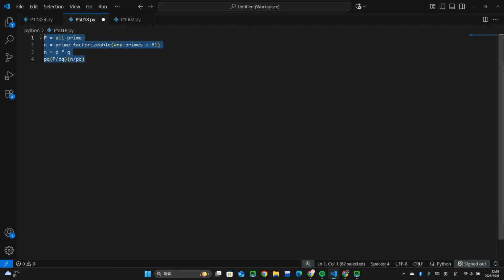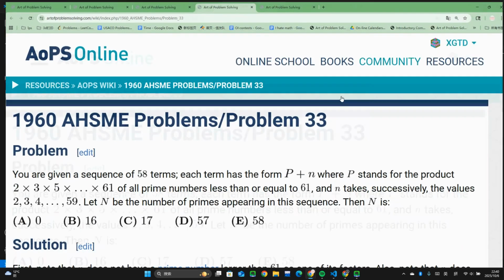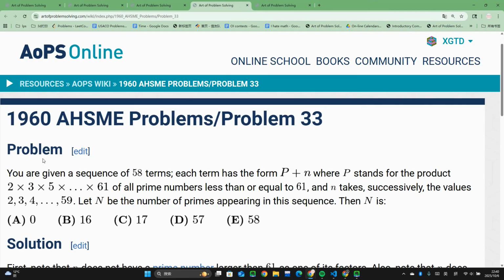And this applies for any n because any pq or even more primes that we factor out of n is going to be less than or equal to 61. And P has all the primes less than or equal to 61. So we can always turn it into some form like this, except not necessarily 2 prime numbers, maybe even more, which means that there are 0 prime numbers in this sequence. And the answer is A.